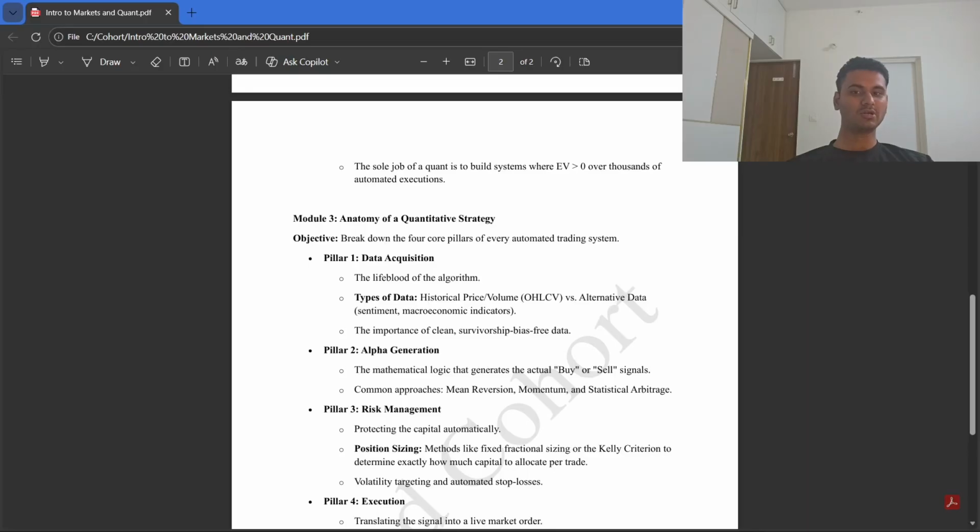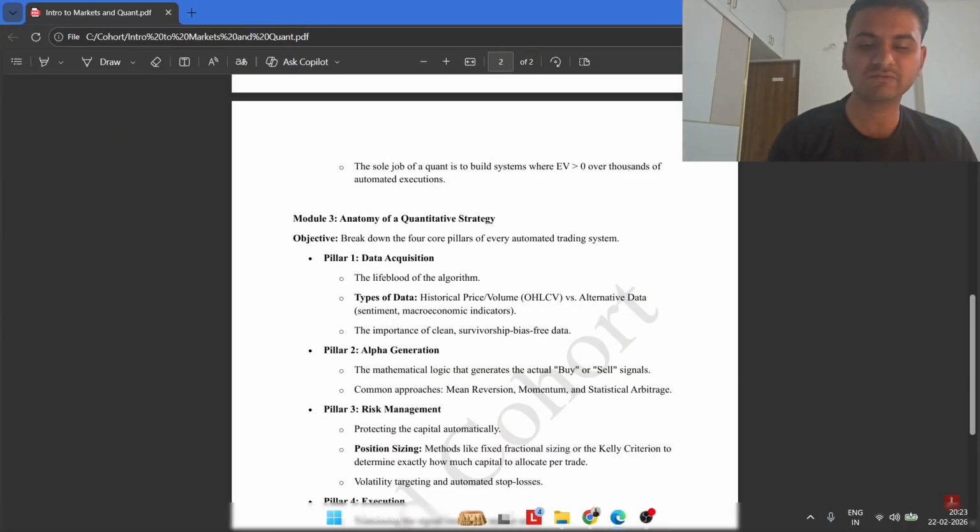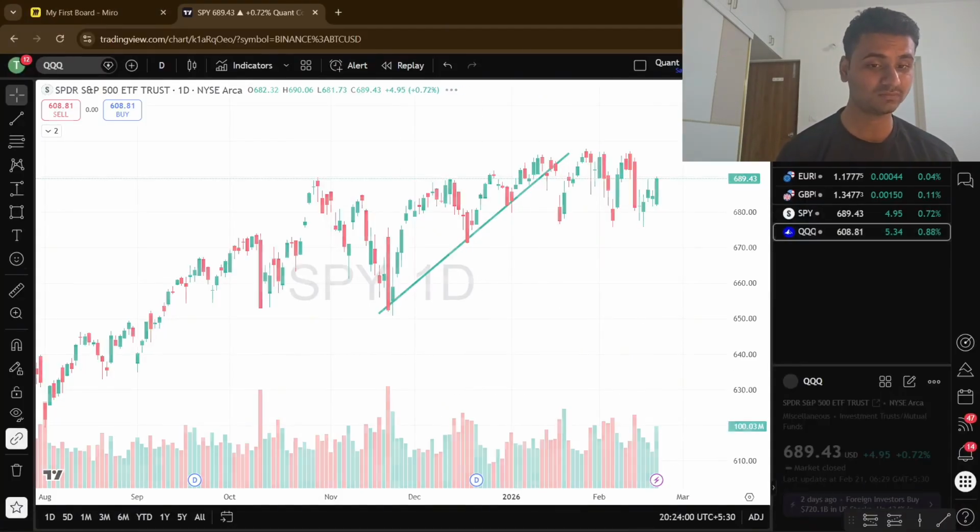Let's break down the anatomy of a quantitative strategy. Data acquisition, pretty obvious. Level 1 data is OHLCV, that is open, high, low, close, volume. So whenever I say OHLCV, I hope you understand what I mean by that. Alternative data sources are sentiments and macroeconomic indicators like non-farm payrolls, CPI, GDP growth, things like that. So what we focus on is the alpha generation.